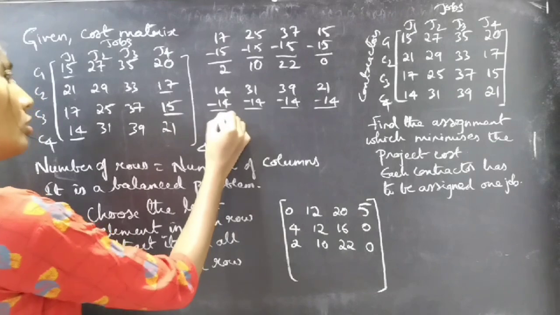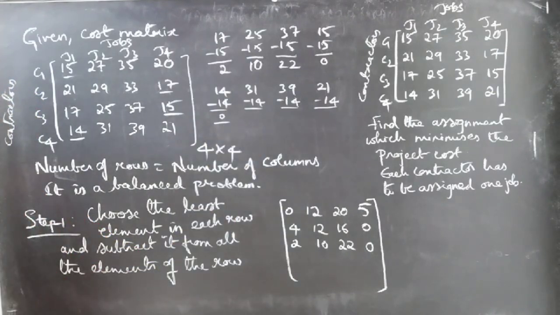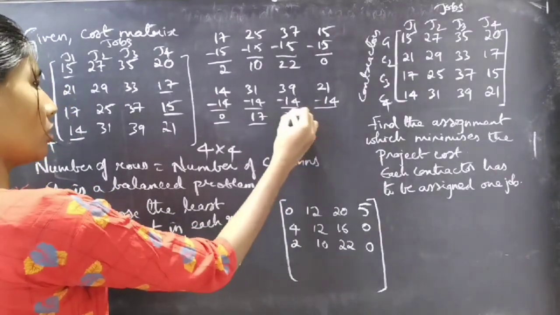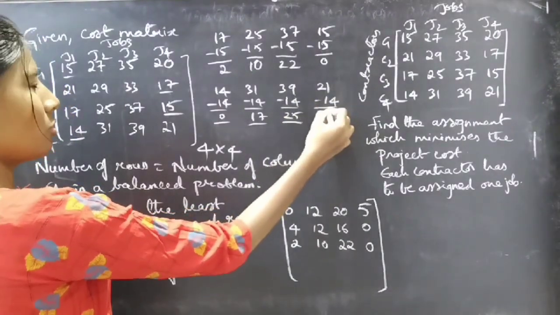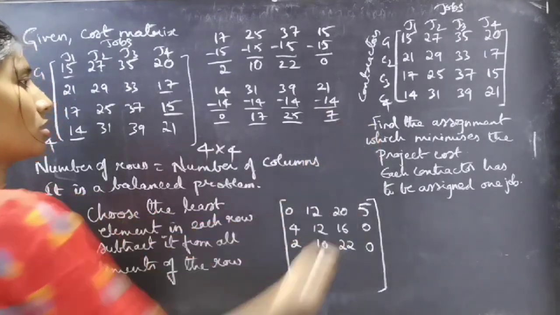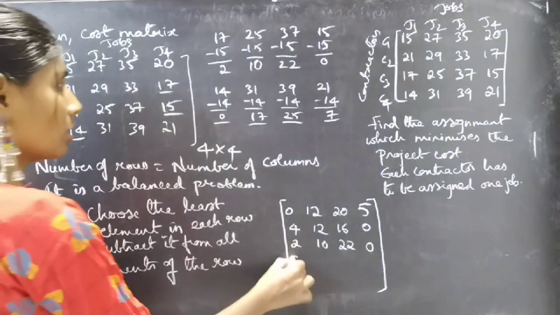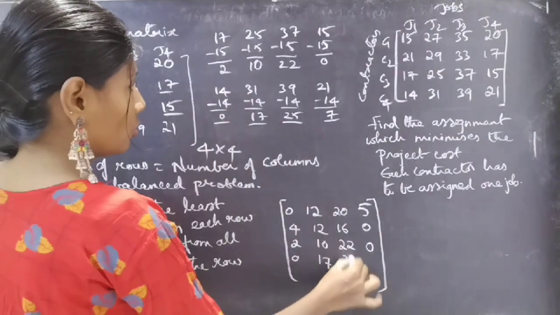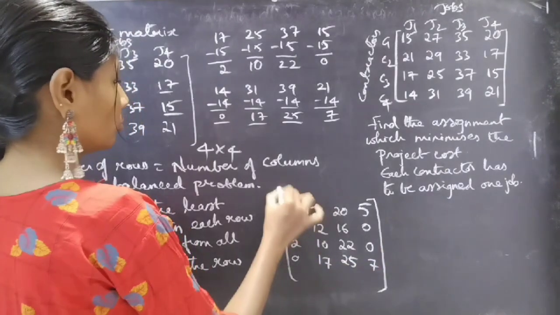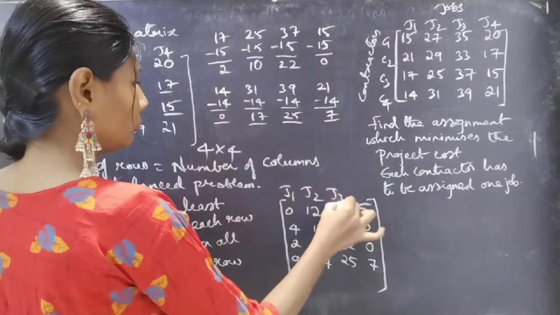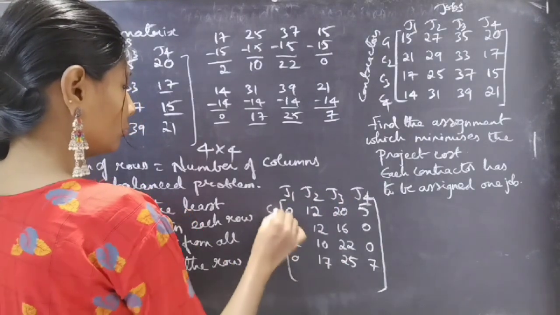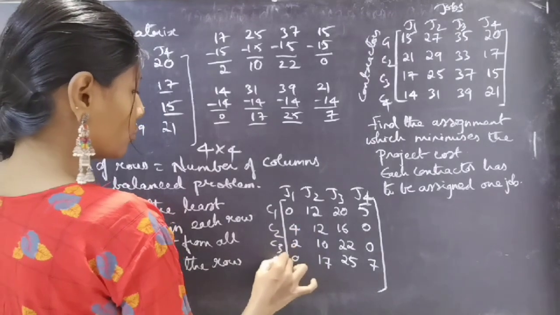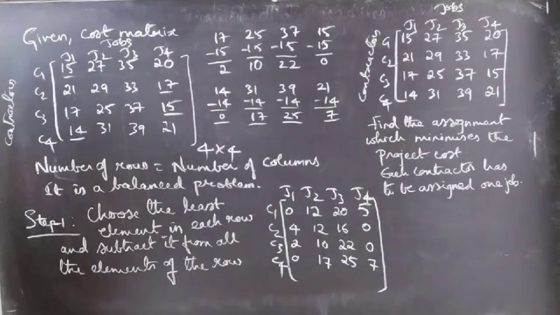14 minus 14, 0. 31 minus 14, 17. 39 minus 14, 25. 21 minus 14 is 7. Right? So here you'll get 0, 17, 25, 7 in the last row. This is the reduced matrix.